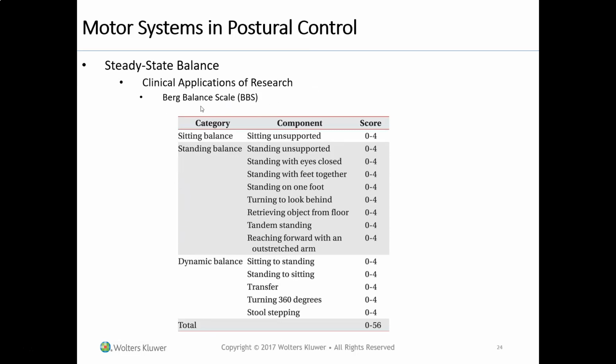So here are the clinical applications of the Berg Balance Scale. Sitting balance: how can they sit unsupported? Standing balance: can they stand unsupported, stand with their eyes closed, stand with their feet together, stand on one foot, turn to look behind, retrieve objects, tandem stand, and reach forward with an outstretched arm? These are all scales. How about dynamic balance? Can they do sit to stand, stand to sit, transfer, turn 360 degrees, and do stool stepping? It's a total score of 56. If they score less than 45, then they have some issues with their balance.